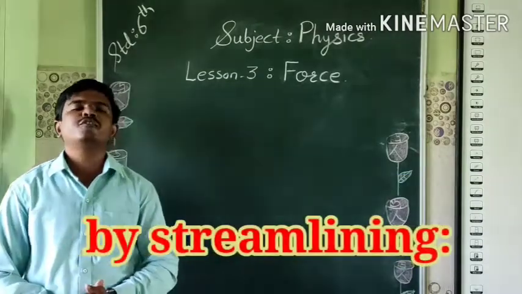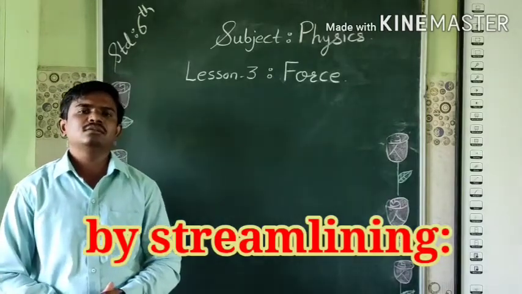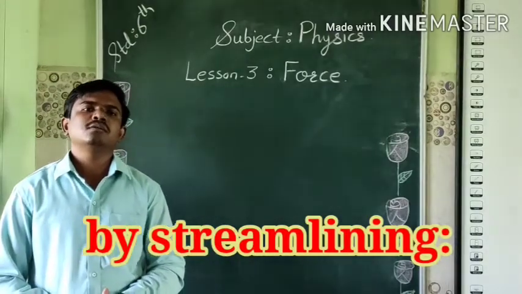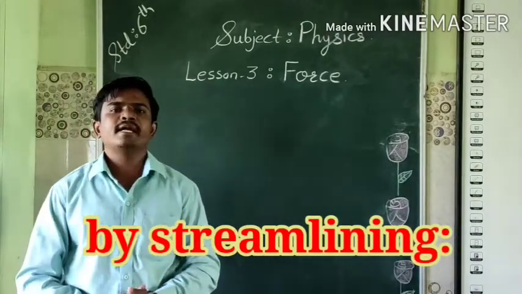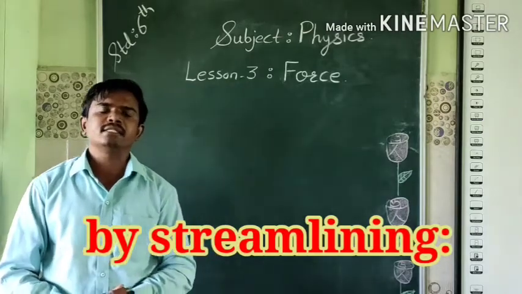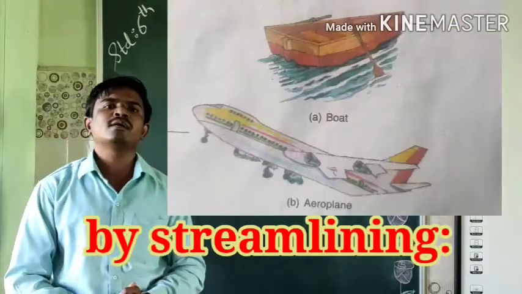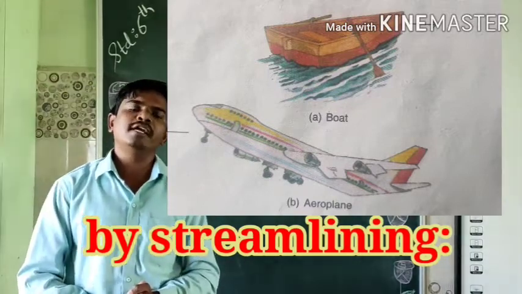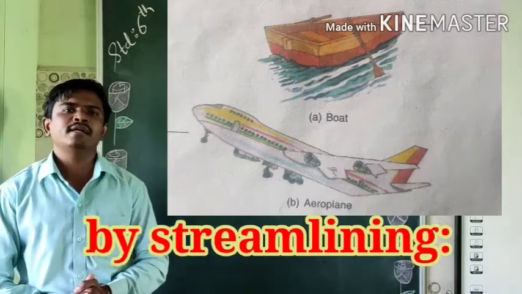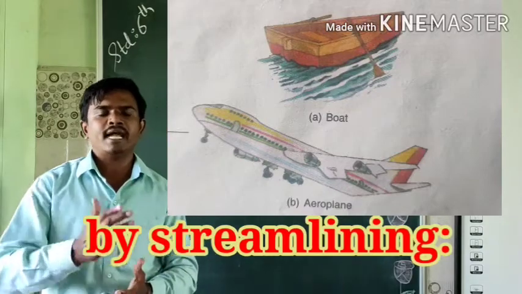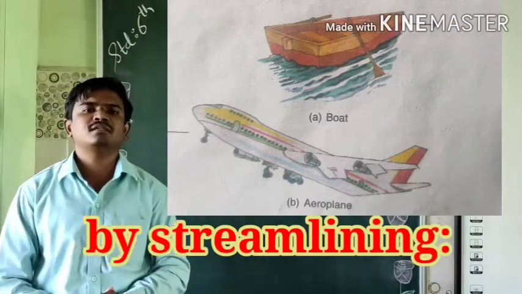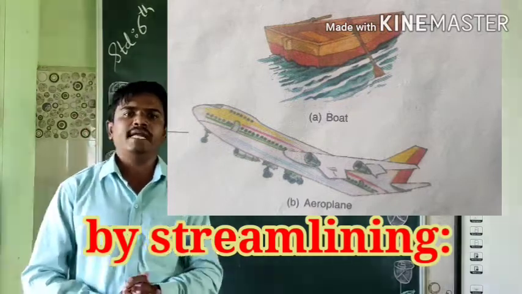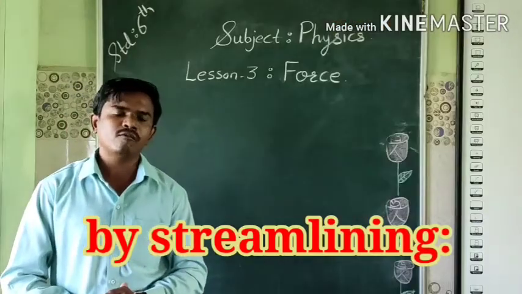Fourth way of reducing the force of friction: by streamlining. Students, like solids, liquids and gases also exert force of friction on the bodies moving through them. So we can say that the process of giving a shape with pointed ends is called streamlining. For example, a boat's front shape is sharp and pointed, so the boat exerts less force of friction on the water surface. For example, an aeroplane's front shape is sharp and pointed, so it exerts less force of friction in air. So we can give that special shape, pointed and sharp, so that they exert less force of friction in liquid or water.